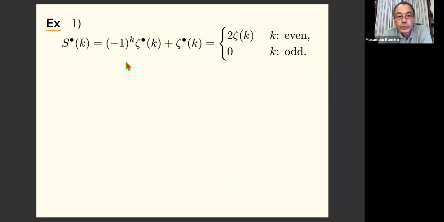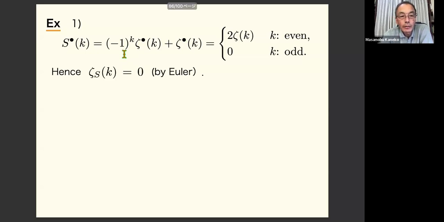Whichever bullet we use, when k is even, that means k is bigger than 1, this is convergent, and this is twice zeta of k. And when k is odd, this minus 1 to the k is minus 1, so this cancels and is simply 0. But because of the result of Euler, zeta of k even is a power of pi. So hence, by our definition, zeta sub S of k is equal to 0 by Euler.